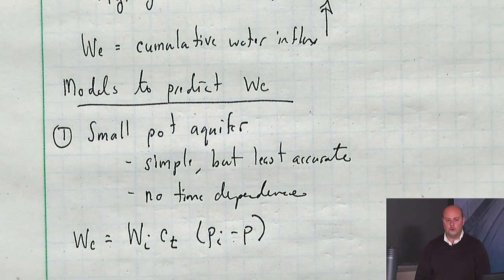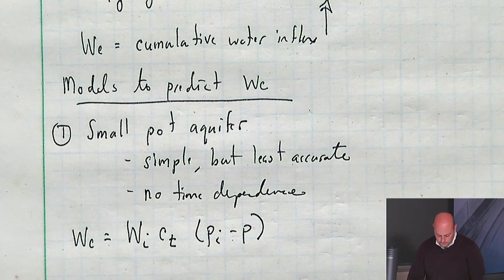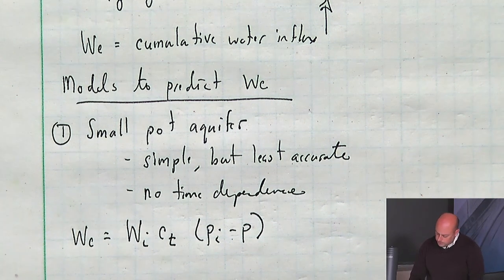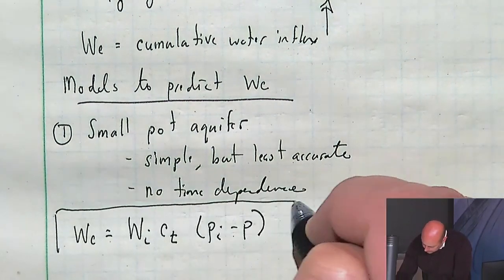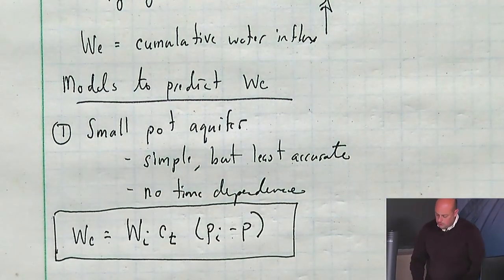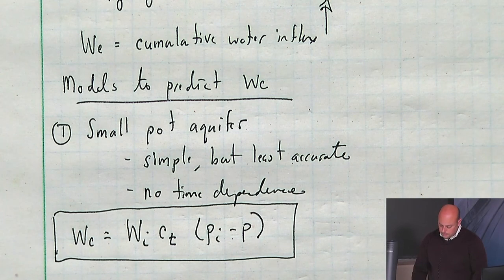CT is the total compressibility. So that's the compressibility of the water plus the rock. There's no oil or gas compressibility because there is no oil or gas in the aquifer. So this was the formula that we had. So if you know all those things, you can calculate WE. Again, there's no time dependence in that equation. There was a dimensionless form.